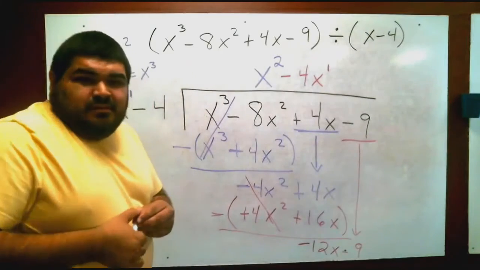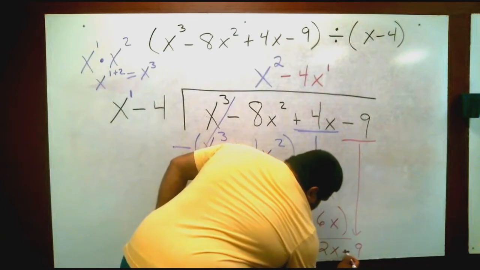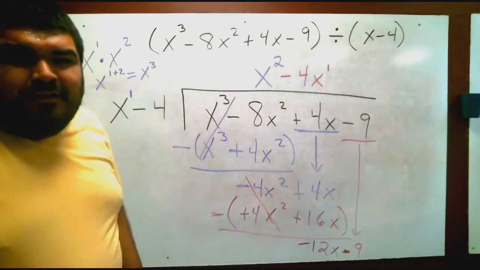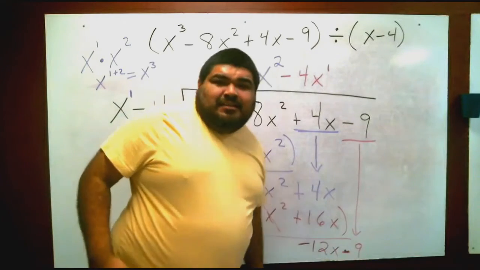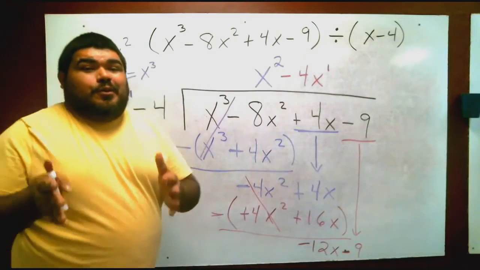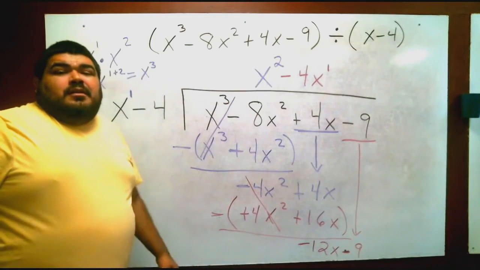Okay? So minus... the screw there kind of looks like it's multiplying. It's just negative 12x minus 9. Okay, I know it's a lot of work, guys. Okay? Keep in mind, make sure you write it down.